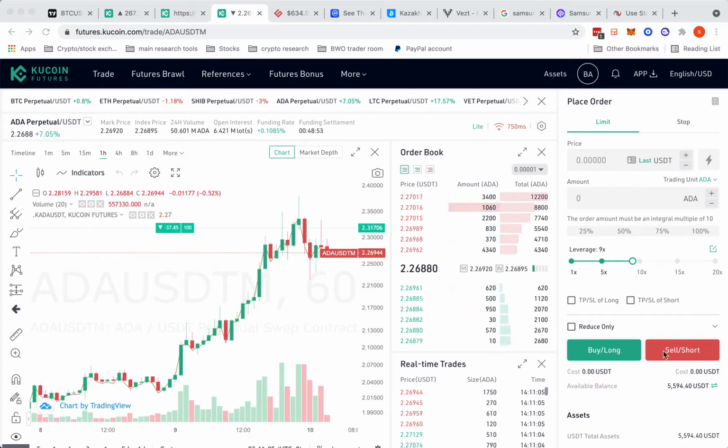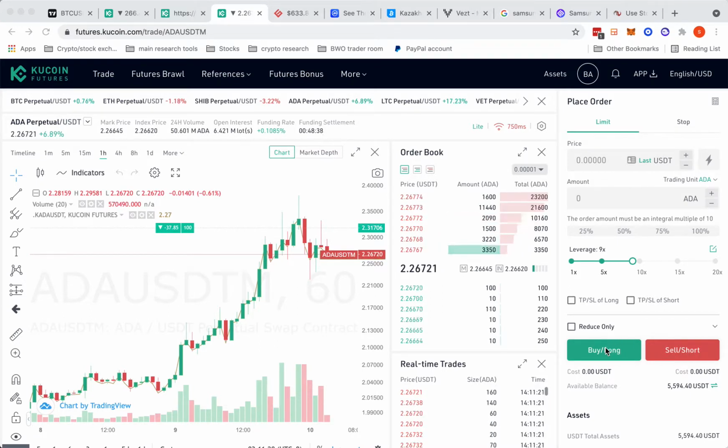Now, this might trick you a little bit. It says sell short, but that doesn't mean you're selling. It's still technically a buy. We're just placing the bet that it's going to go down, which is a short. So both of these are buys. I don't want you to be confused.